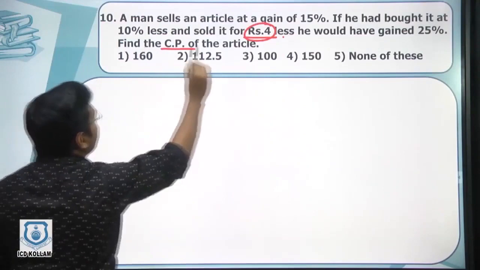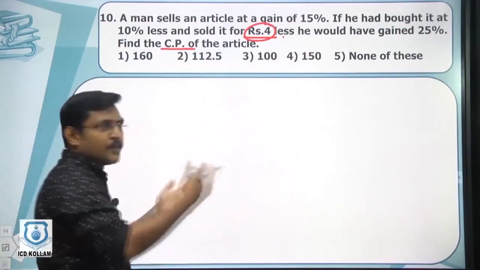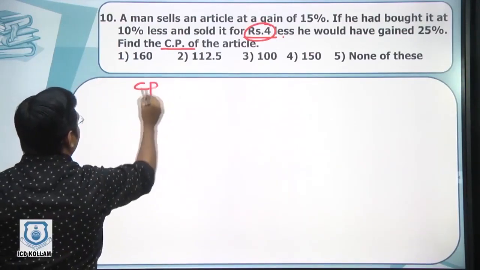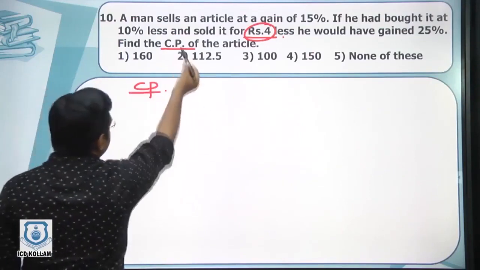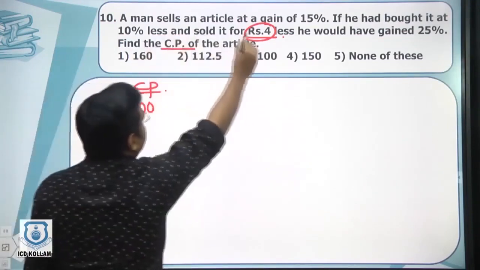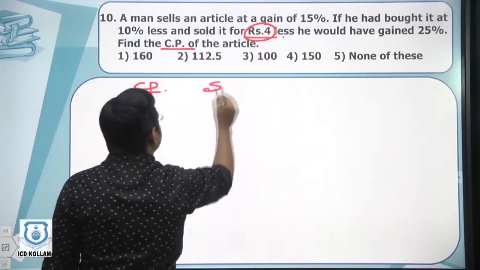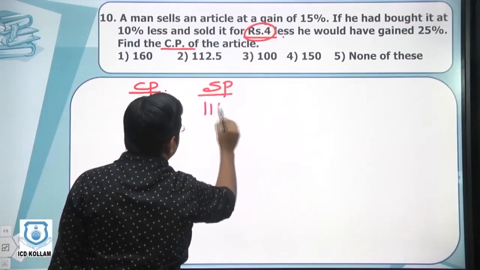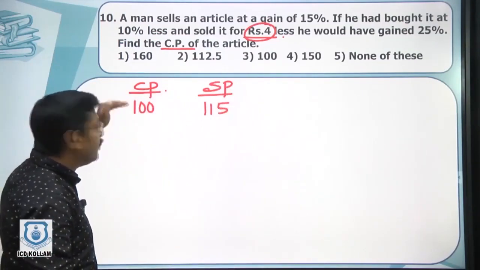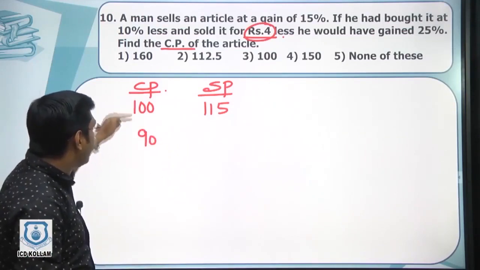Remember, a man sells an article at a gain of 15%. So if he had bought it at 10% less, it means the cost price is changing. That's the meaning. So first of all, I am considering the cost price here. Initially, we need to find the CP, and I am assuming our CP as 100. A man sells an article at a gain of 15%, it means the profit percent is given as 15%. With the 15% profit, initially the selling price will be 115, right? After that, if he had bought it at 10% less, compared to this value, it means it is 90, right? That means the CP is changing from 100 to 90.